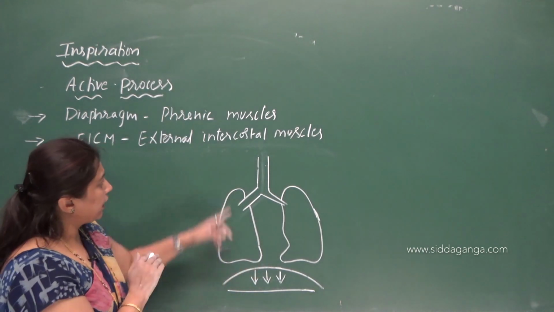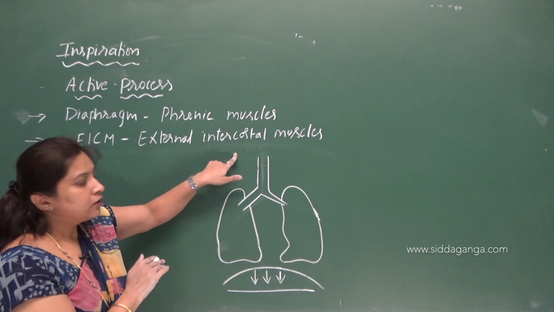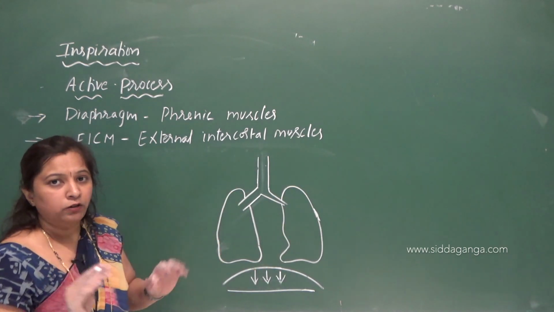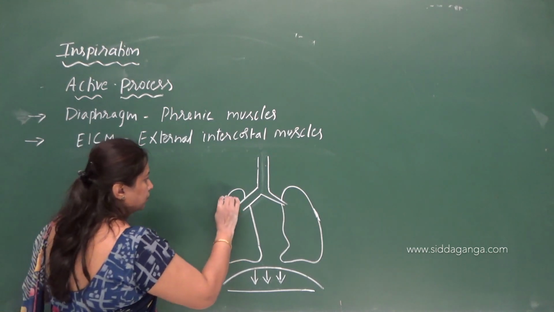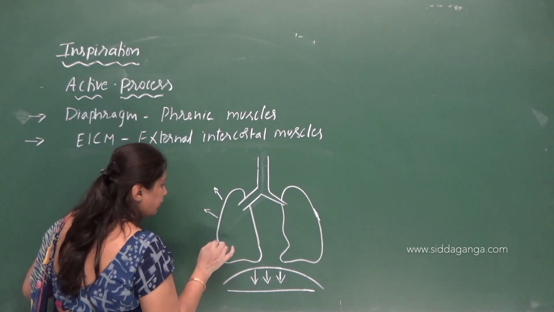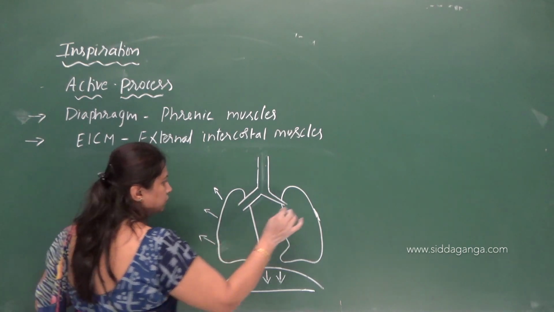So due to the contraction of these two muscles, the volume of the thoracic cavity increases on all sides. Because of the contraction of external intercostal muscles, the ribs and sternum are pulled outwards. So I am showing here.